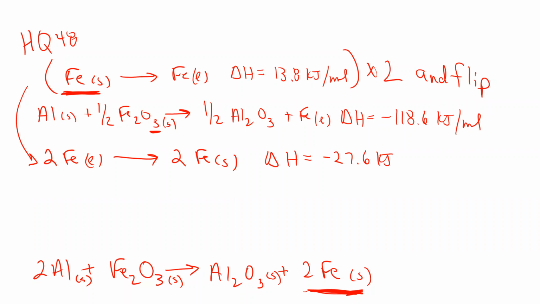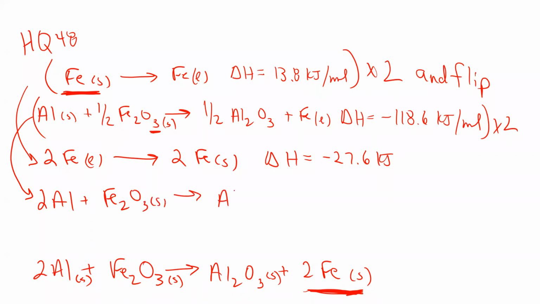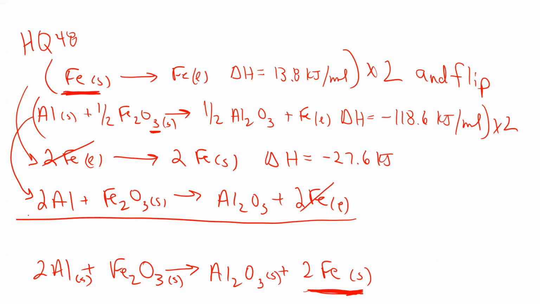The next one, right? What do we have to do with the next one to get the reaction we're looking for? Yeah, just multiply by 2. Aluminum's in the right place, right? So multiply that by 2. I get 2 aluminums. I get a whole iron 3 oxide. I get a whole aluminum oxide, and I get 2 liquid iron. Iron cancels out, liquid iron cancels out, I should say. Add those 2 together, we get the reaction we're looking for. We've got 2 aluminum, iron 3 oxide, aluminum oxide, and 2 iron solid. The liquid iron canceled out.